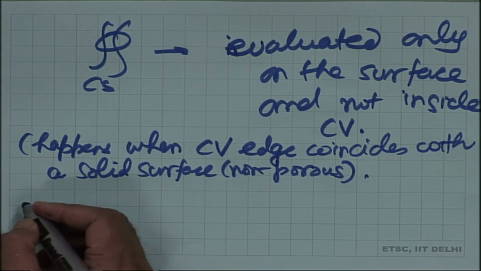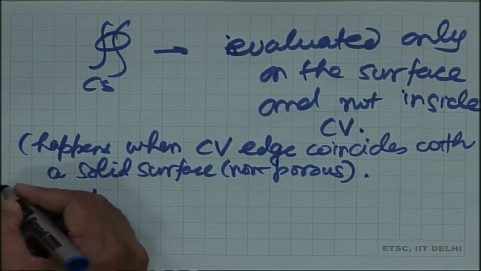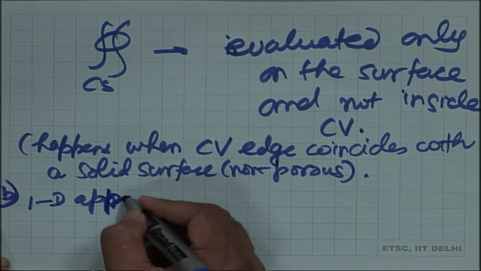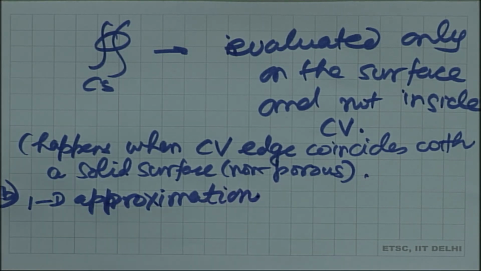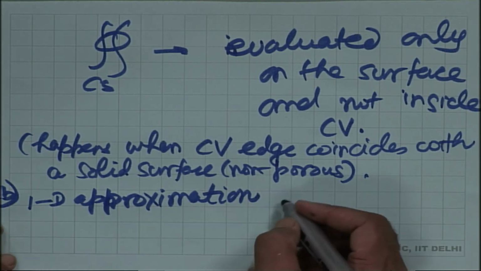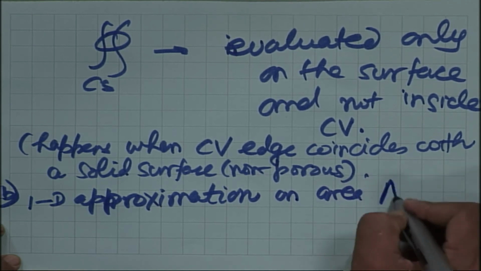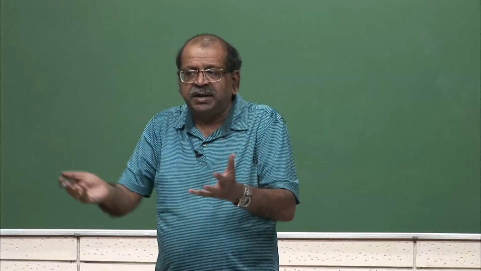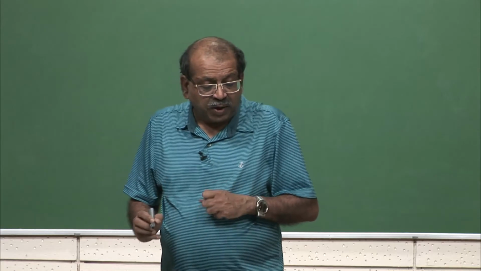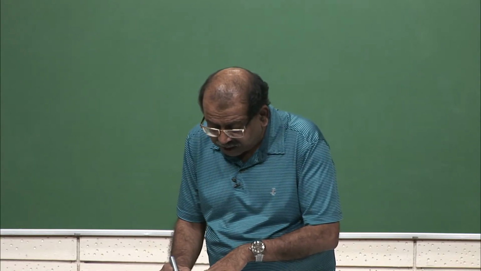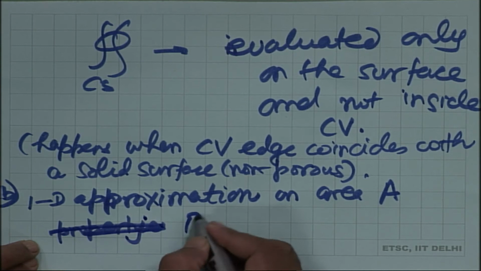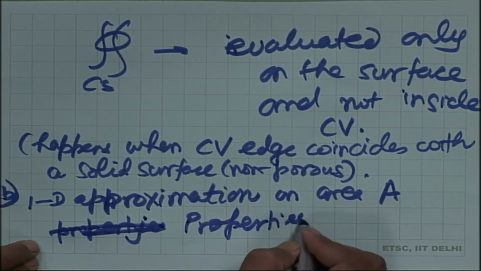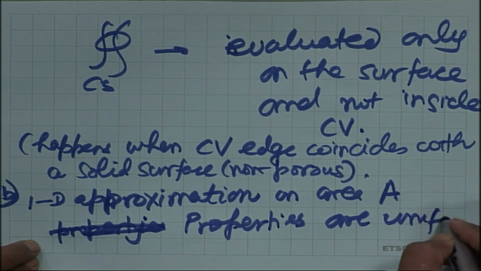Secondly, case B of the simplification, if we have a one dimensional approximation, then what happens is, on the area A. So, now the control surface consists of the total area. On some part we say there is one dimensional approximation. This will mean that all properties are uniform across the area A.